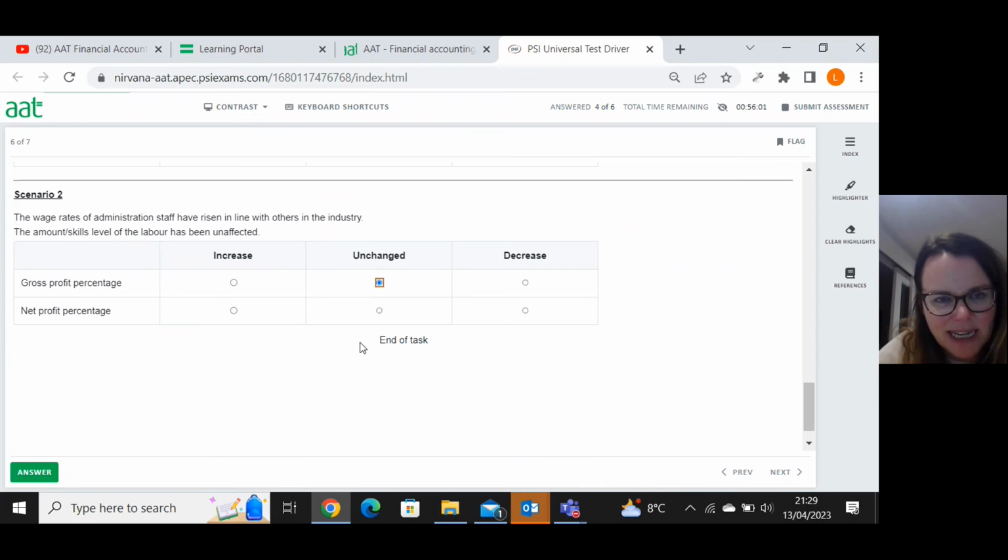The net profit percentage, however, so if we're paying more out to our admin staff, we're going to have reduced our profit relative to our sales. So that one will have decreased.